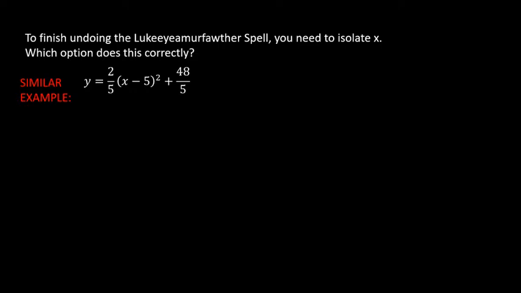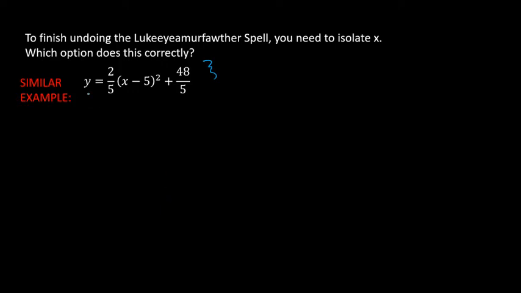All right, so now it says to finish undoing the spell, I need to isolate x, and it asks which option does this correctly. Once again, I can't show you how to isolate x on your specific one. That would be giving you away the answer, and it's not a fair way to do it, because then you don't have the opportunity to learn anything. So instead, once again, I'm using my made-up example.